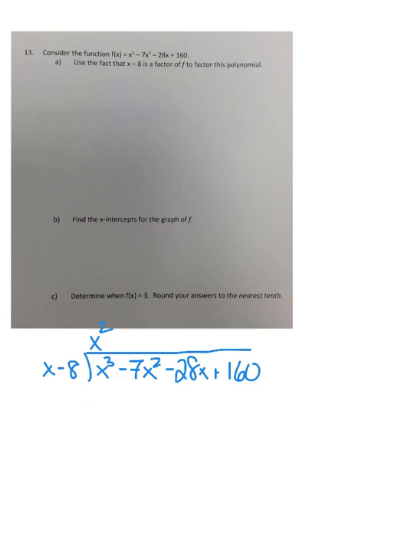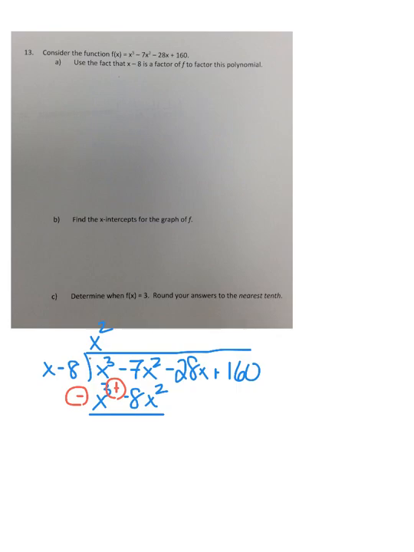So that's going to give me x cubed. And then I'm going to take this x squared and multiply it by that negative 8, and that's going to give me negative 8x squared. Okay, so now, don't forget that we want to change and circle, change and circle.